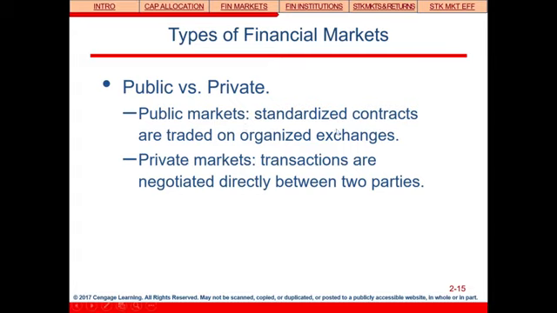Public markets are markets where standardized contracts are traded on organized exchanges. So, for example, the New York Stock Exchange, everything is very standard. When you send out your offer, you just need to state the price and how much you want to buy. Everything else is standard, right? You don't need to state how you want to buy it, how you're going to pay for it, how long it needs to finish the transaction. Everything is standard. You just need to state the price and quantity. The rest is standardized.